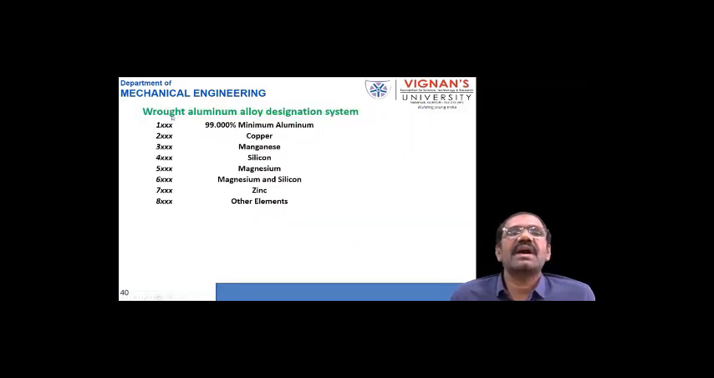Now, you can see here the wrought aluminum alloy designation system. In the 1 series we have a minimum of 99% aluminum. If copper is added, we can say 2 series. 3 represents that magnesium is the principal alloying element. In the 4 series, silicon is the main alloying element. 5 indicates that the principal alloying element is magnesium. In the 6 series, a combination of silicon and magnesium. In the 7 series, we have zinc as the principal alloying element. The other things are other alloying elements.